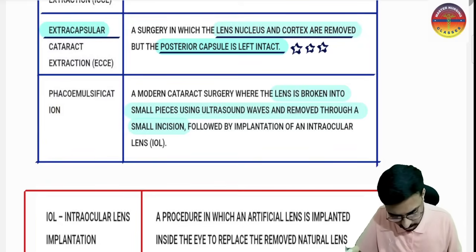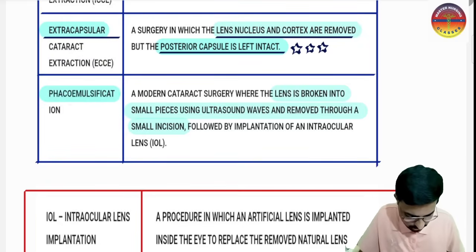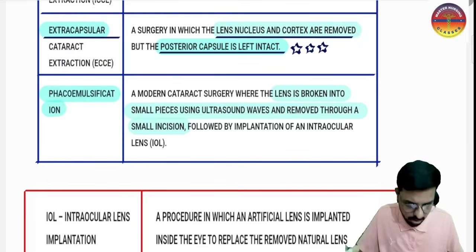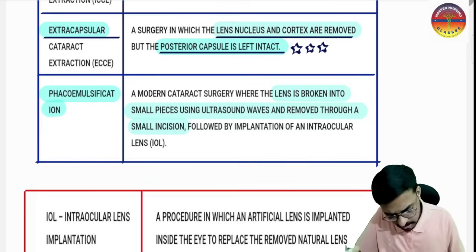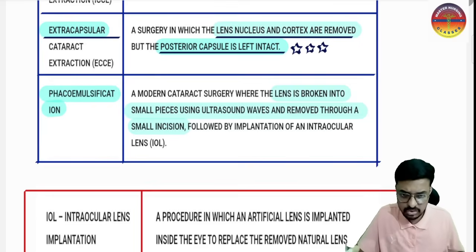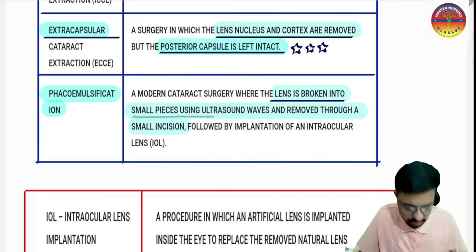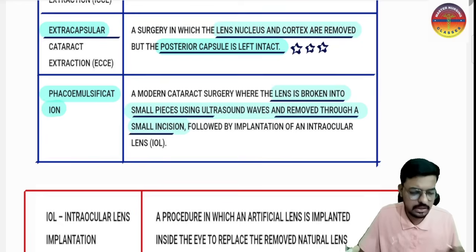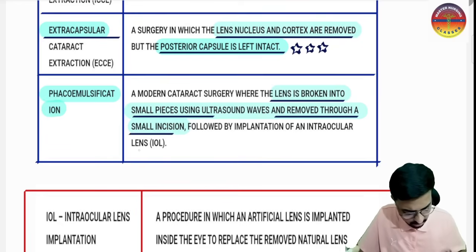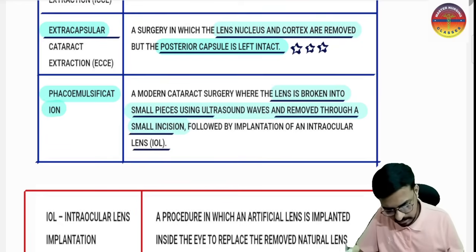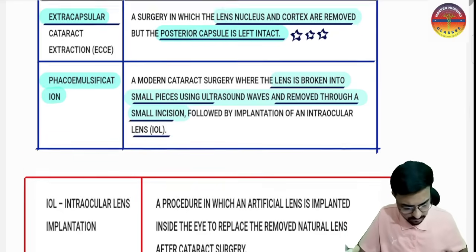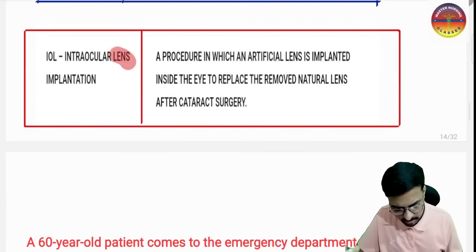And we have phacoemulsification, which is the modern cataract surgery. There we use ultrasonic waves, and the lens is broken into small pieces by the ultrasonic waves. We remove it through a small incision. This is followed by replacement with a new lens, the intraocular lens implantation, which is very important to keep in mind. That is the IOL I mentioned.